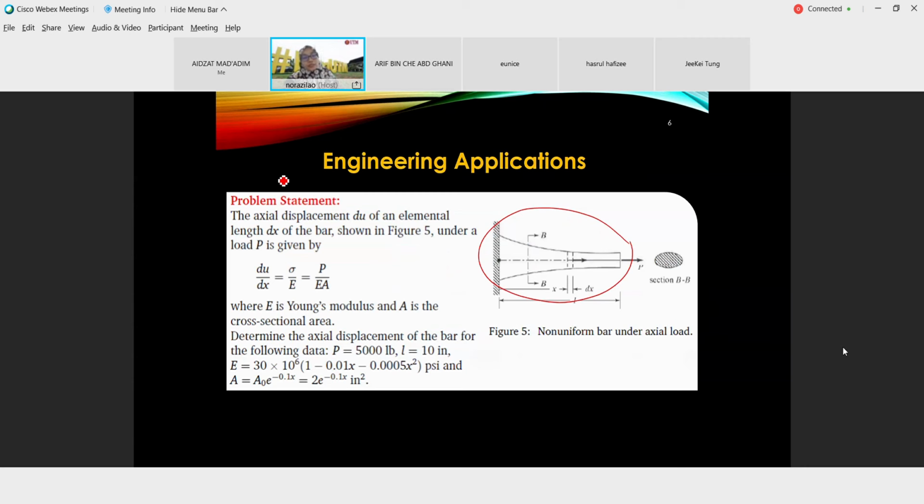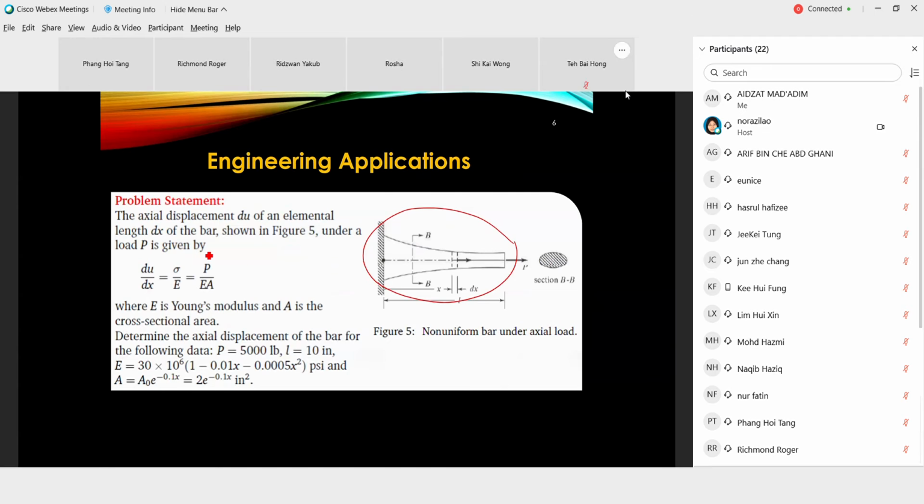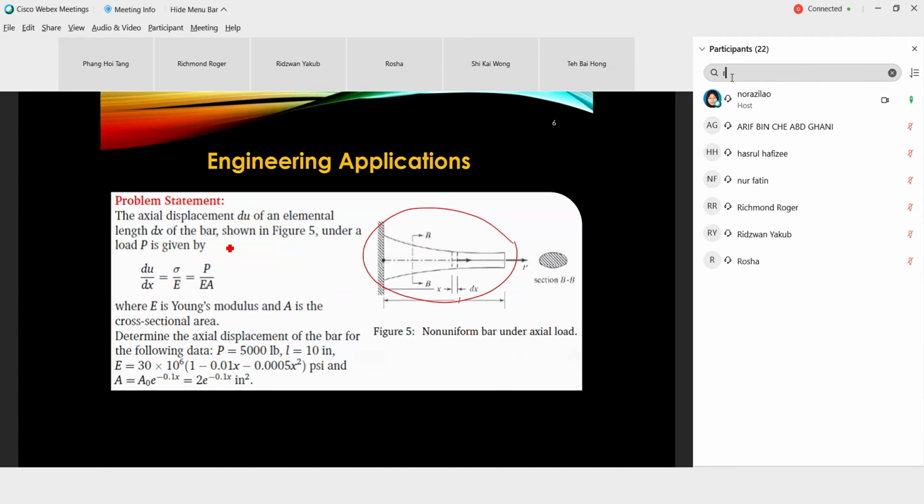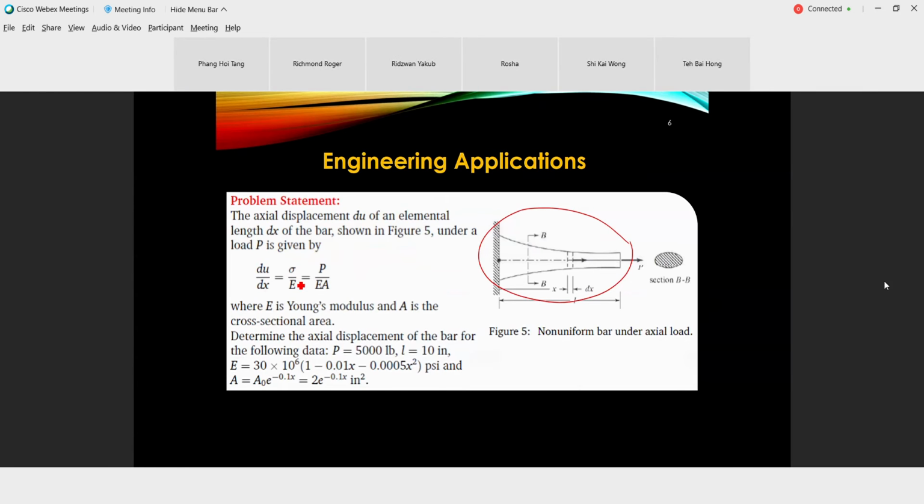For example, the problem statement. The axial displacement du of an elemental length dx of the bar shown in figure 5 under the load P is given by, so given to you the equation. So delta U over delta X is equal to sigma over E is equal to P over EA, where E is the Young's modulus and A is the cross-sectional area.